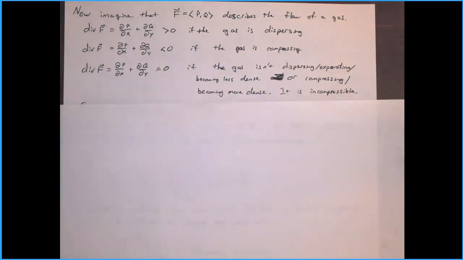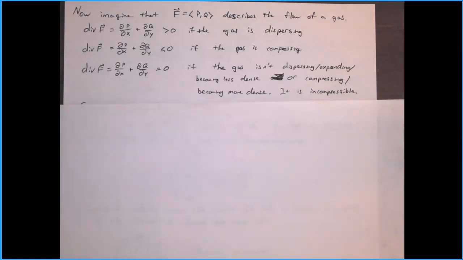If the divergence is positive, then what's happening is the gas is dispersing. It's becoming less dense. The particles are moving away from each other. If the divergence is negative, that means the gas is compressing, or it's becoming more dense. All the particles are moving towards each other. And if the divergence is 0, then neither of those things are happening. So the particles are basically staying the same distance away from each other, and it's incompressible.